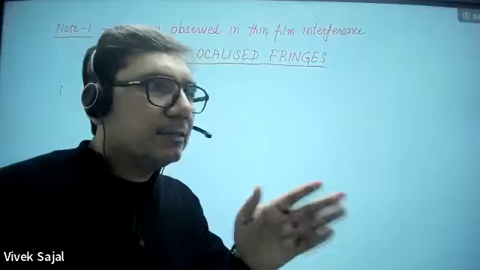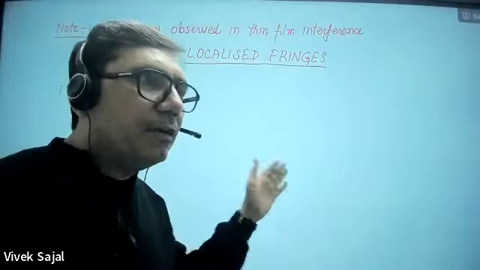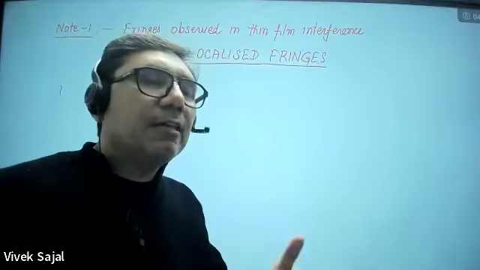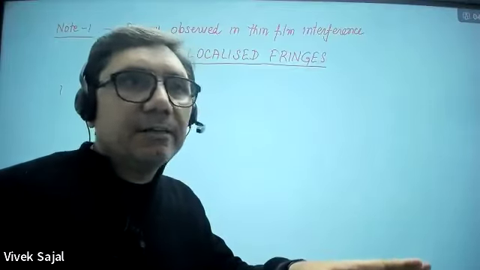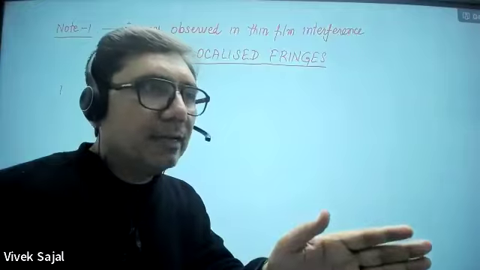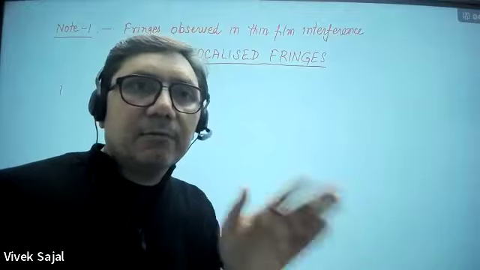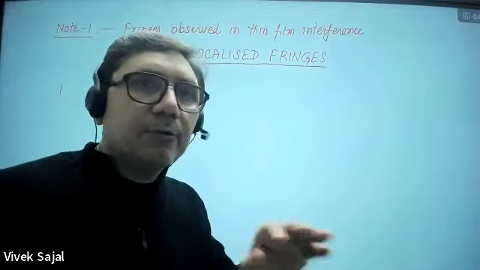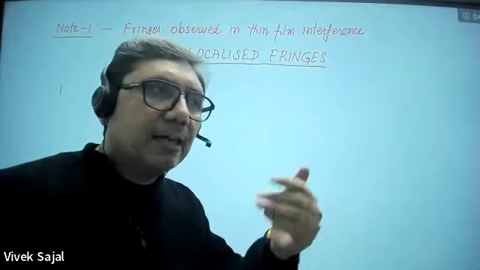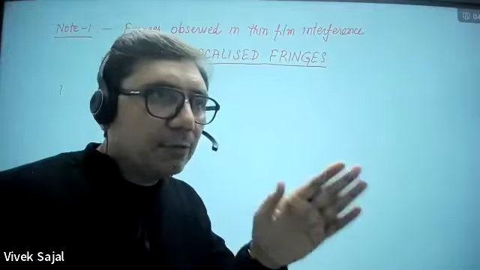In case of Young's double slit experiment, those fringes, maxima and minima, fill the complete space in front of slits S1 and S2. So they are called non-localized fringes because they are not confined to a particular plane. Because they are not confined to a particular plane, you can move the screen in Young's double slit experiment in the forward or backward direction. For every new position of the screen, you will get the pattern. So they are non-localized. They are not confined to any particular plane.